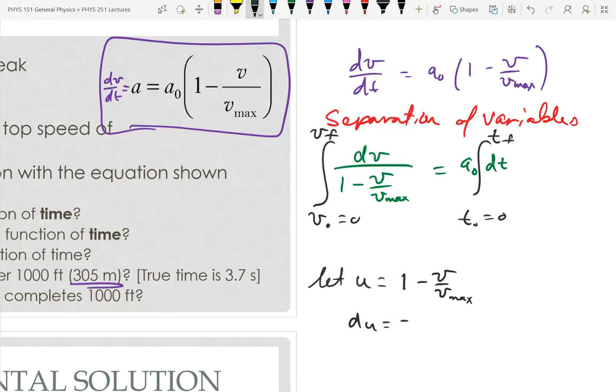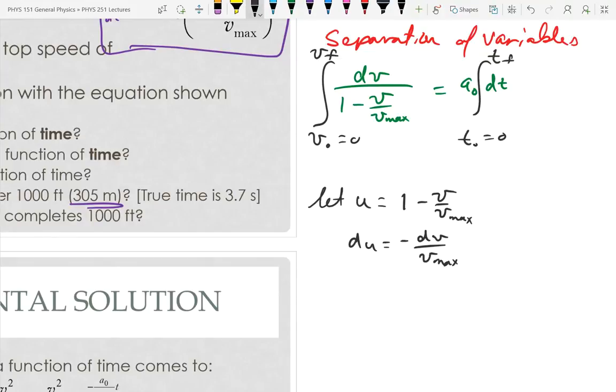Right? Because it's not with respect to something. So you're probably not familiar with taking a derivative without being with respect to something. But that's what you're doing in a u sub, is you're just taking the derivative without being with respect to something. So it becomes minus dv over v max. Derivative of 1 was 0, so it's just that.